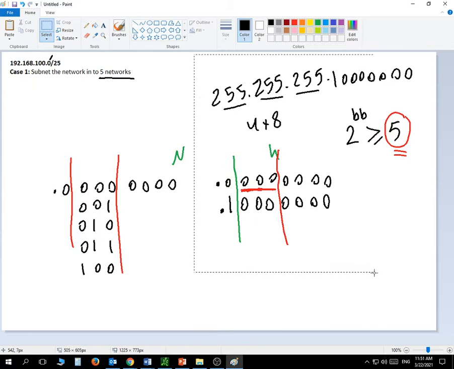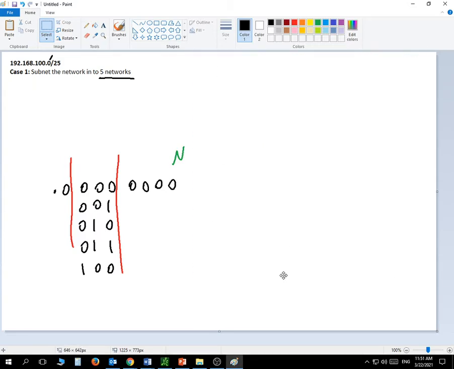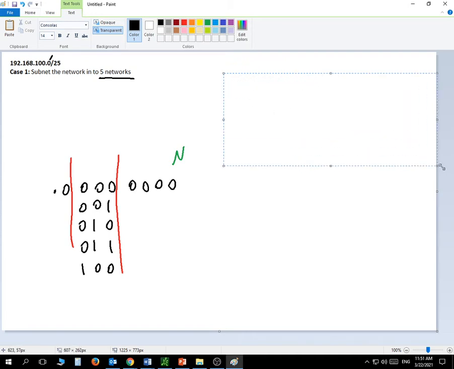Now, since this is my network IP address, let me just clear this area here. And I'm going to start typing. Let's start with network 1. Network 1 is going to be basically, as I said, 192, no change, 168, no change, 100, no change, and 0, no change. The only difference here is going to be, instead of prefix of 25, I'm going to add 3 to that, so it's going to be 28.